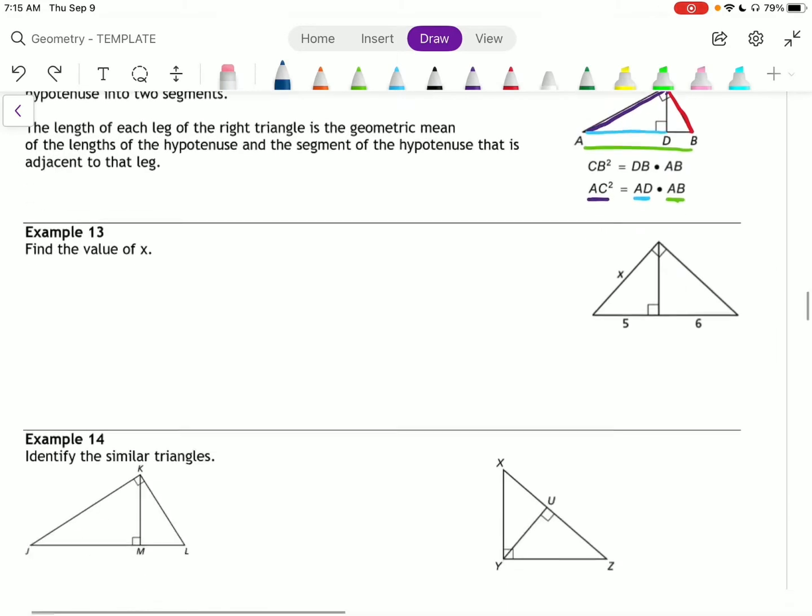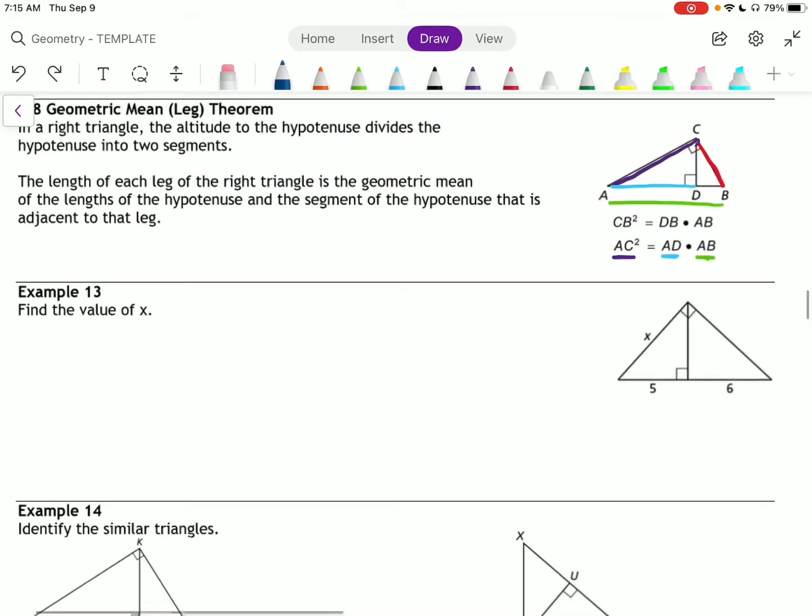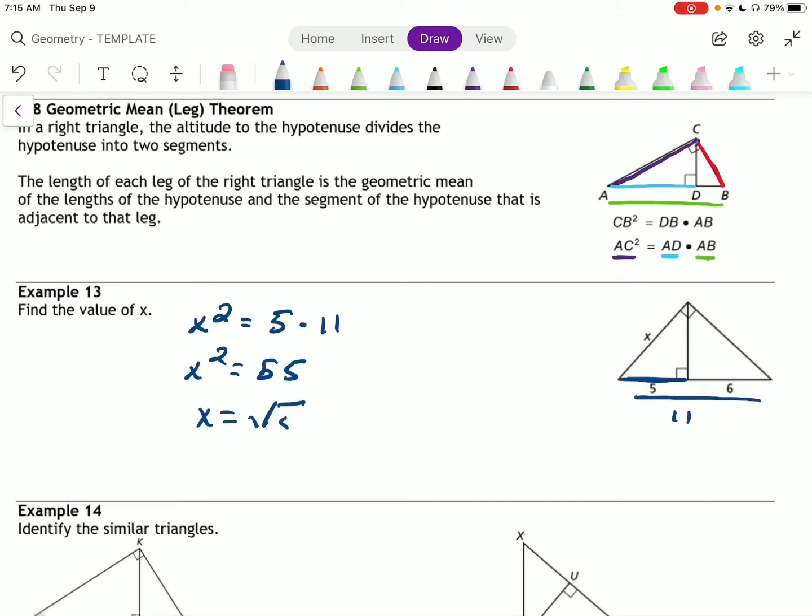All right, let's look at example 13. This one, we're going to use that theorem right there. We know that x squared is like the left leg. It's going to be equal to the piece of the hypotenuse that's next to it times the whole thing, which is going to be 11. So x squared is 55, and x equals the square root of 55.